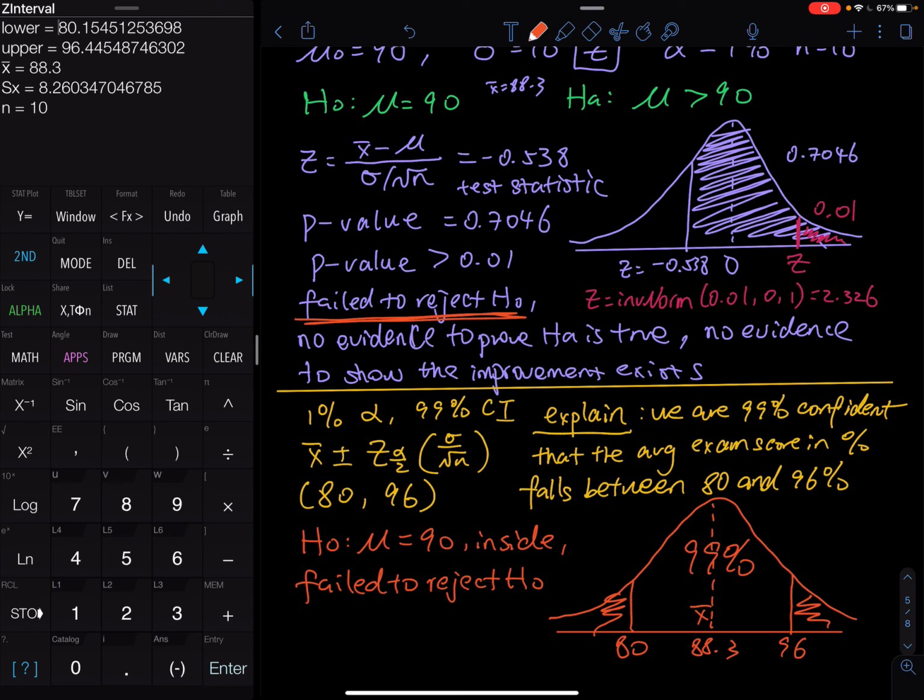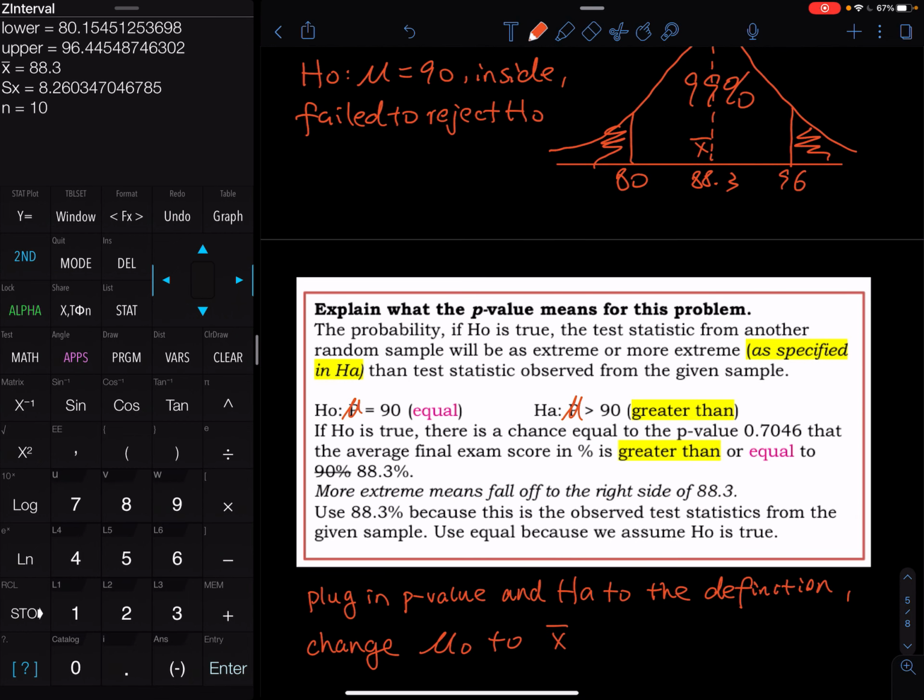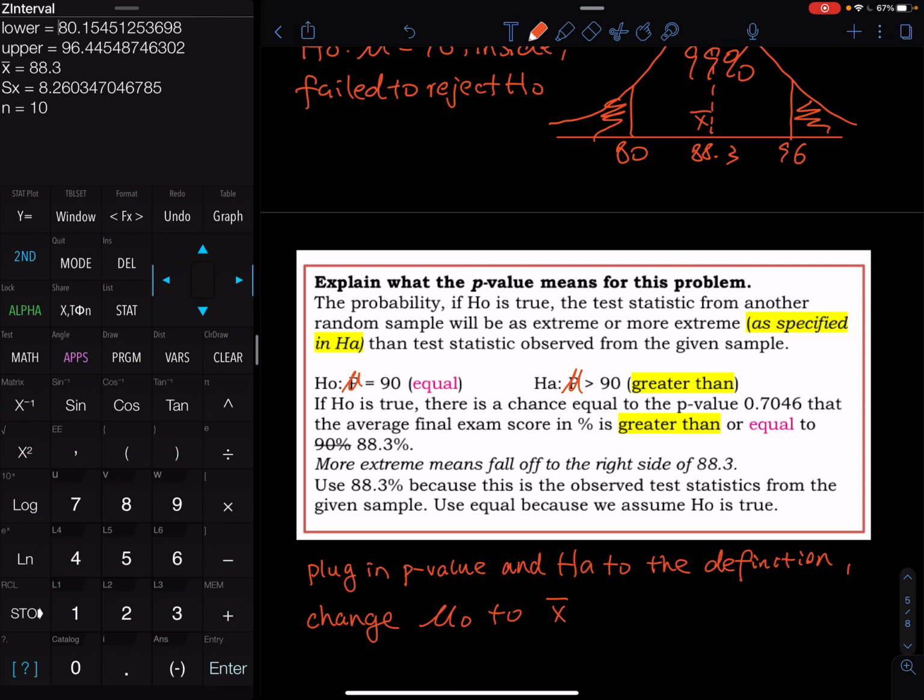So that means I grab another 10 students randomly. That will be my second random sample. The X bar might be far off to the right side, might be way more extreme than the one you obtained, the 88.3 from the given 10 scores. And then the easiest way to do this is you plug the p-value and the alternative hypothesis into the definition. And then you change the mu naught to x bar. And when you pick up the sign, don't forget that you have to pick up the sign for the HA and the H naught because you assume that H naught is true. So that's how you explain the p-value for this problem.